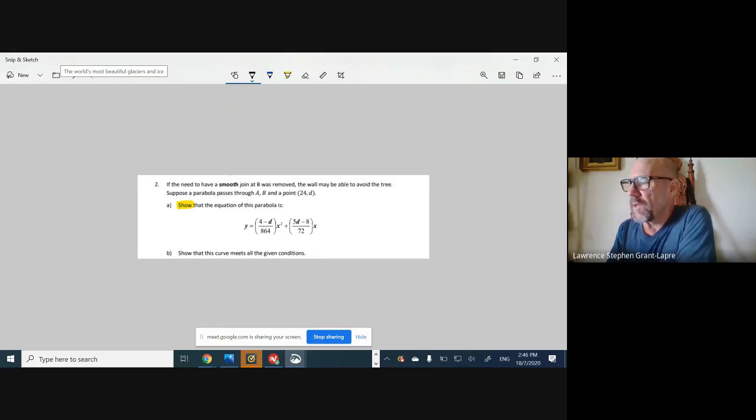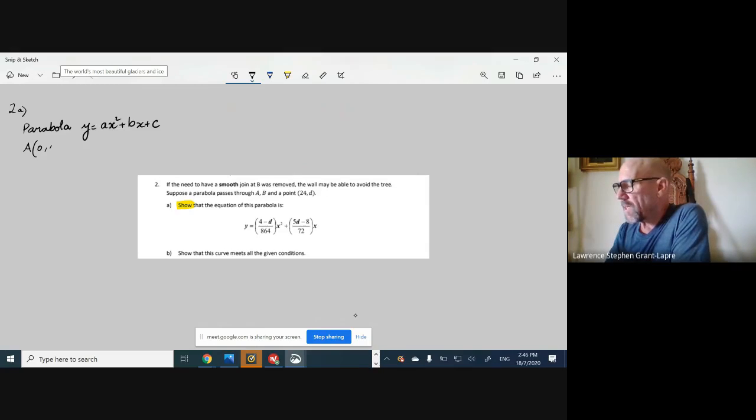So what do we know? We know that it's a parabola, and y equals ax squared plus bx plus c. And it passes through the point A, which is (0, 0). It passes through the point B, which is (60, 10). And it passes through the point (24, D). All right, so let's have a look at A first.